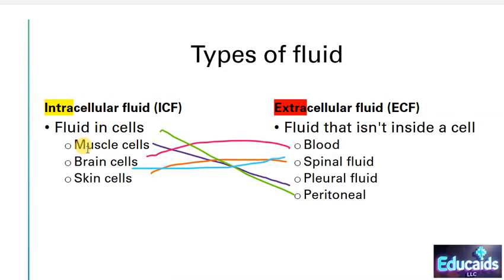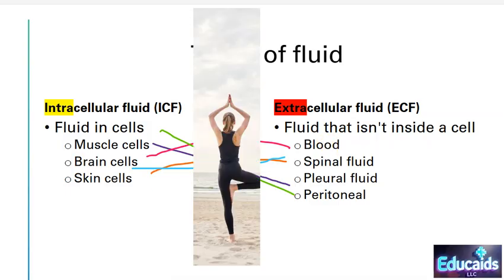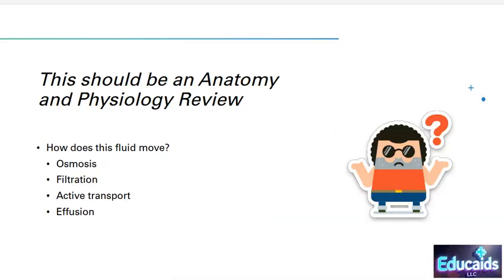Students, I want you to understand the fluid can move between these two spaces pretty freely through a semi-permeable membrane to stay in balance. So if you're dehydrated, sometimes what will happen is fluid that is in your muscle cells will shift over into your bloodstream to help keep up your blood volume. And I like to think of it like this. It's like your body's always trying to do yoga to stay in balance. So we call that homeostasis, but your body's trying to stay in balance. This should be an anatomy and physiology review.